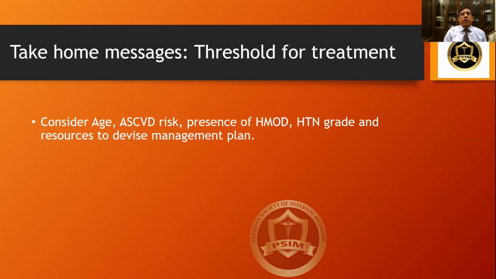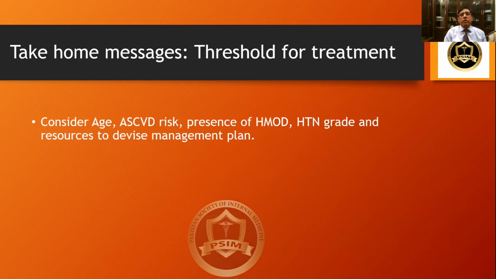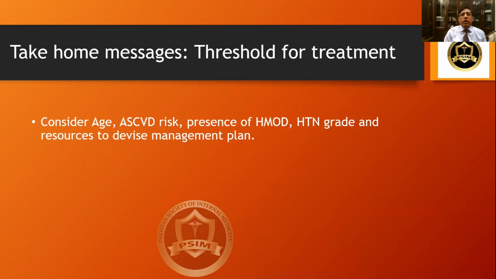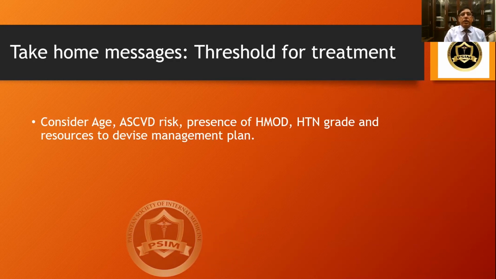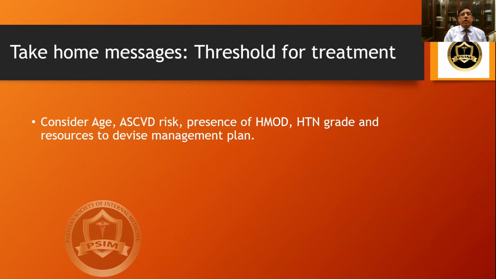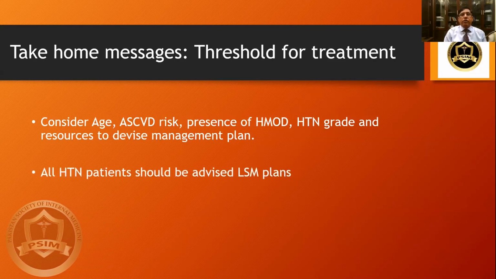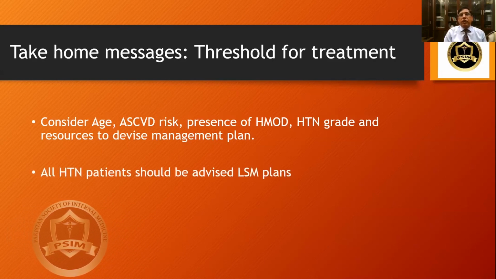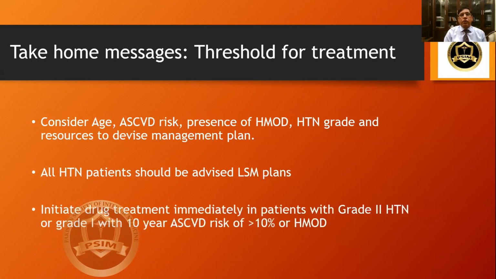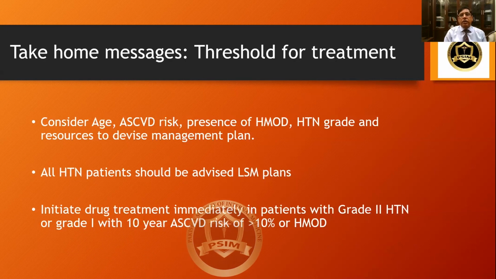When you start treatment, consider age, overall atherosclerotic cardiovascular disease risk, presence of hypertension-mediated organ damage, hypertension grade, and resources to devise a management plan. All hypertension patients should be advised lifestyle modification plans. Initiate drug treatment immediately in patients with grade 2 hypertension, or grade 1 with 10-year ASCVD risk of more than 10%, or evidence of hypertension-mediated organ damage.